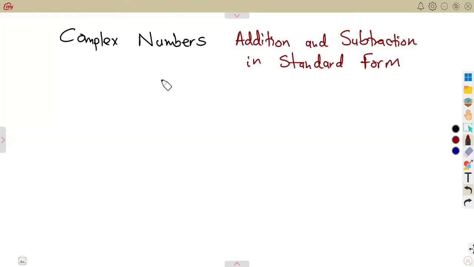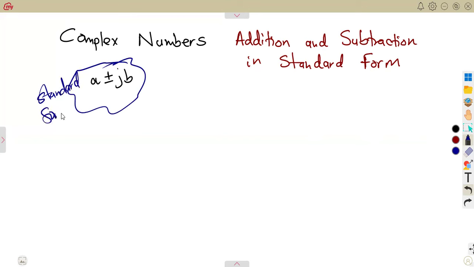So as we have our complex numbers, we can also perform calculations such as addition and subtraction, which is in the standard form. Remember, the standard form of a complex number is writing it in the form of A plus or minus JB like that. This is referred to as the standard form, or can be referred to as the rectangular form. So that is, we can perform addition and subtraction.